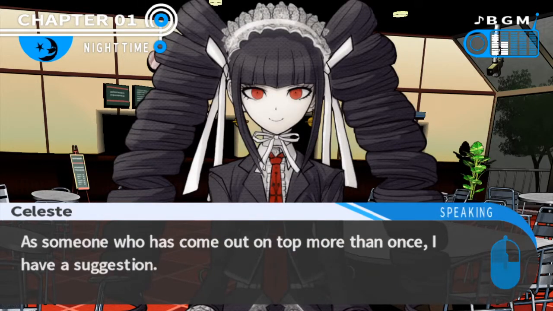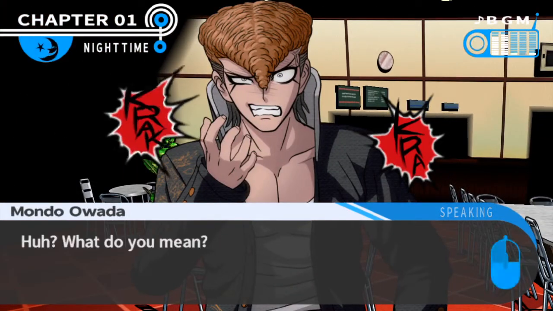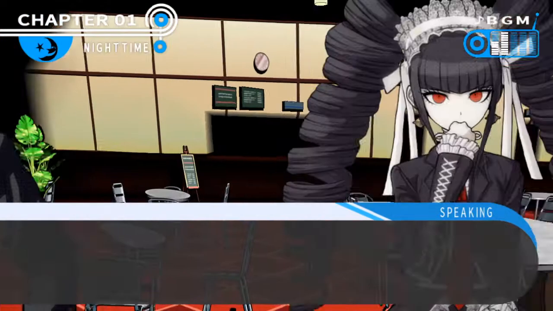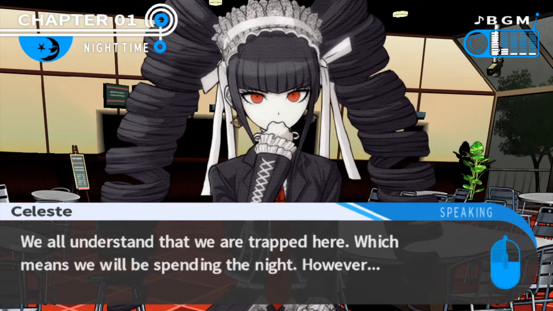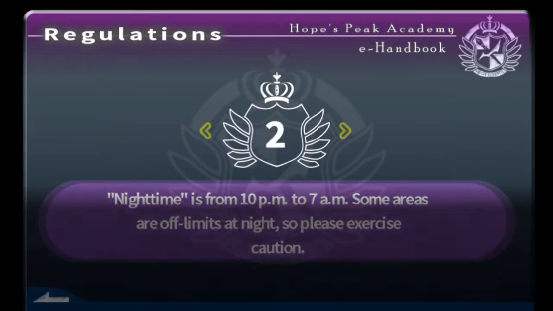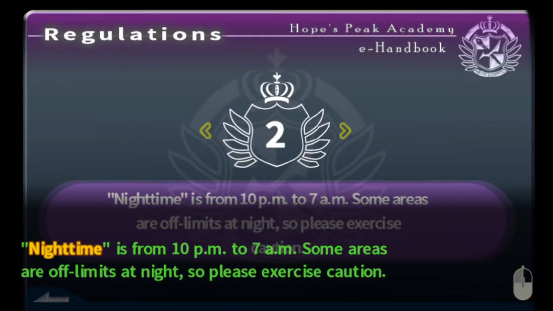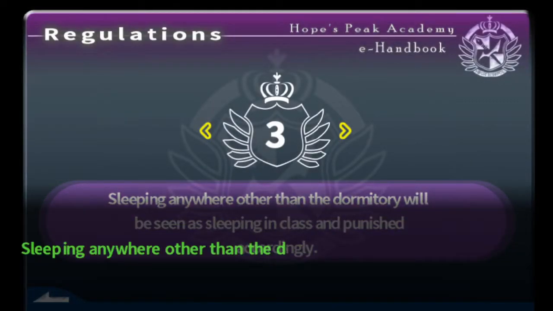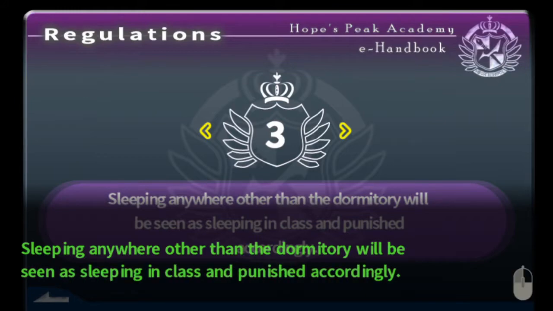Actually... As someone who has come out on top more than once, I have a suggestion. What? Huh? What do you mean? We all understand that we are trapped here, which means we will be spending the night. However, you all remember the rule regarding nighttime, right? Nighttime is from 10 p.m. to 7 a.m. Some areas are off limits at night, so please exercise caution. Sleeping anywhere other than the dormitory will be seen as sleeping in class and punished accordingly.